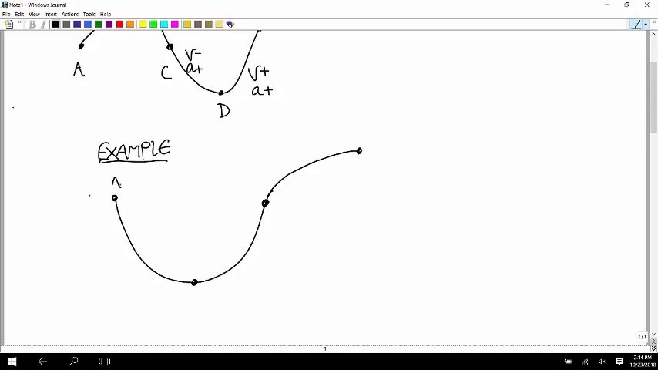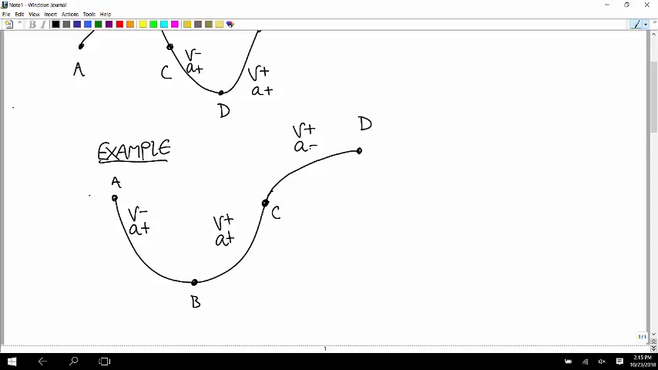And so this is a negative velocity, positive acceleration, positive velocity, positive acceleration, positive velocity, negative acceleration. And so it's moving in the positive direction from B to D, negative direction from A to B, speeding up from B to C, slowing down from A to B and C to D.